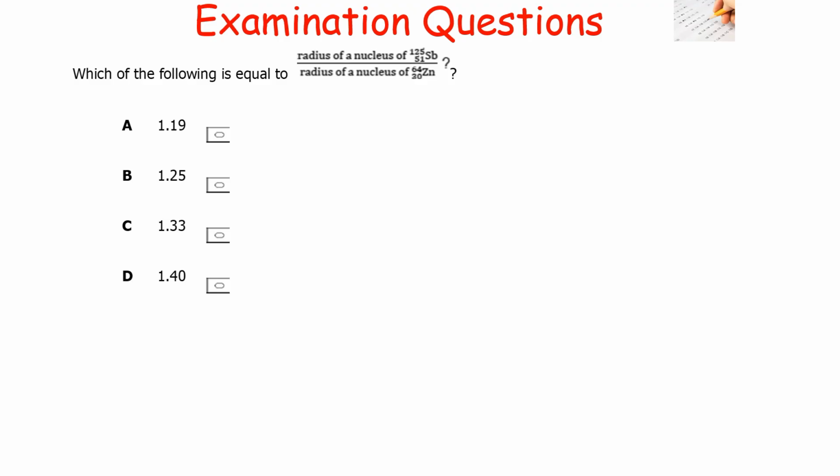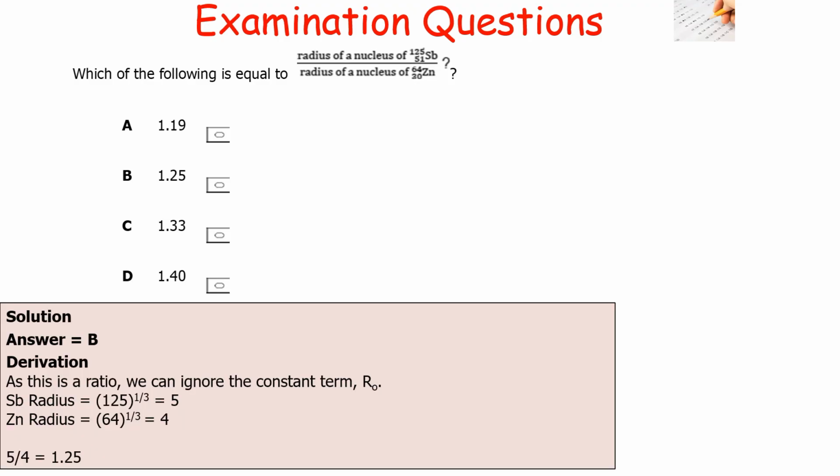Right, in this question our answer is going to be B, because as this is a ratio we can ignore our constant term of R0. Now we can work out the radius of the nucleus by doing the equation R0 A to the power of a third, but like I said before, because we're in a ratio, R0 cancels through because it's the same for both nuclei. So therefore we can work out the radius of Sb by doing 125, which is our value of A, the nucleon number, to the power of a third, which is 5, and then we can do the radius of Zn by doing 64, the nucleon number, to the power of a third, which is 4. So therefore it's going to be 5 over 4, which gives us a ratio of 1.25.